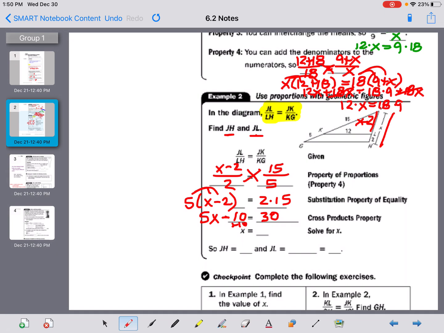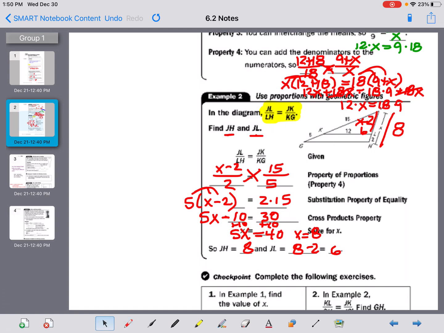Add 10 to both sides. I get 5x equals 40. Divide by 5 and x equals 8. All right. So x equals 8. So this big thing is 8. So that's JH, right? The whole thing. And then if I do 8 minus 2, I get 6 for the short part. Okay, that works.